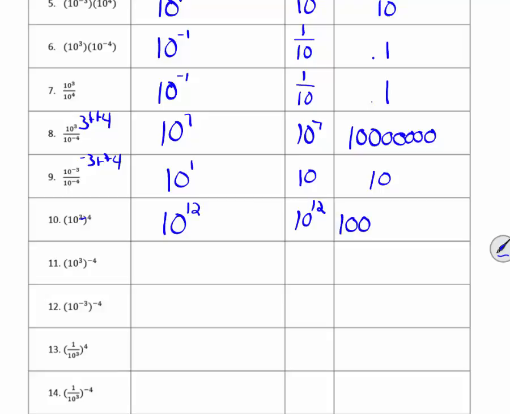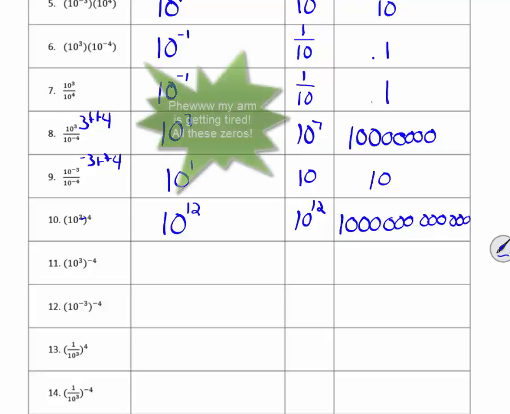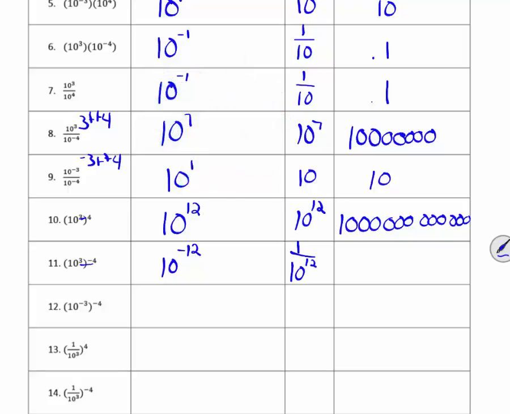So that's a 1 with 12 zeros. 3, 6, 9, 12. That's a lot of zeros. Here we're going to have 10 to the negative 12th when I multiply. So as a positive exponent, that's 1 over 10 to the 12th, which means now I'm going to put my decimal point, and I'm going to have 12 decimal places. The last one has to be a 1.